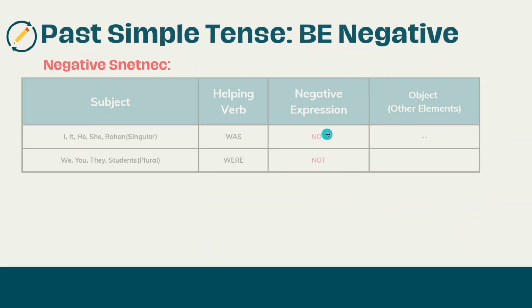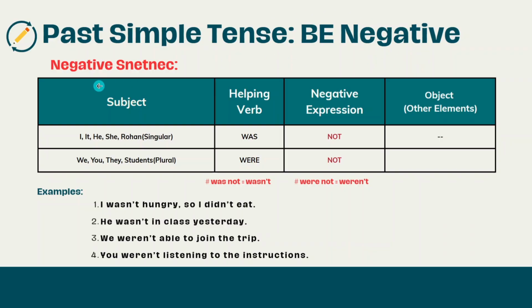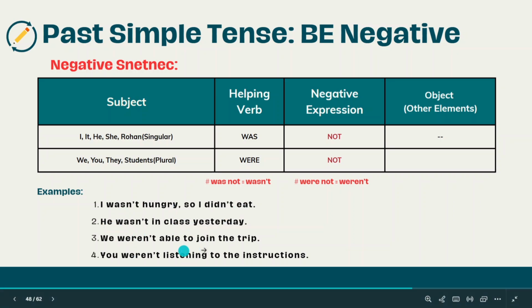And if you have be verbs like was and were, the negative structure is very easy. You put the subject, you put was or were, followed by not, then whatever is there. Something like, I wasn't hungry, okay? He wasn't in the class yesterday. We were not able to join the trip. You were not listening to the instructions.